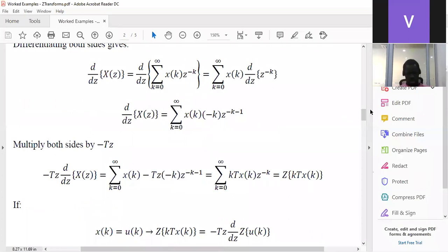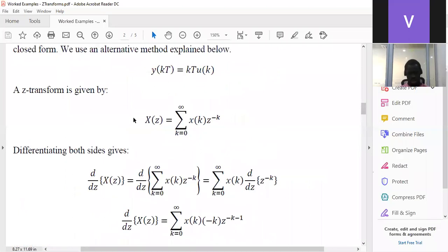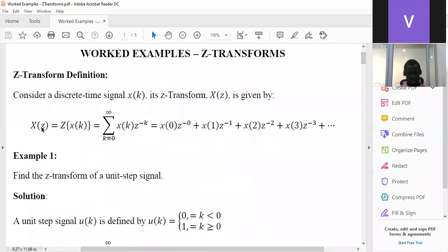But for the first question, which says why are we suddenly using x of k, this X of Z is the definition of a Z transform, which is what we started with. I didn't get it from anywhere else. This is the standard definition, so what I just did is copy the definition there.